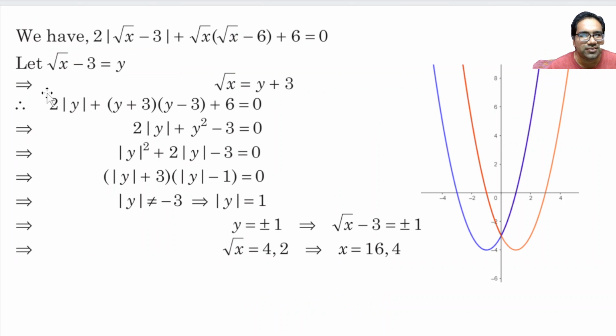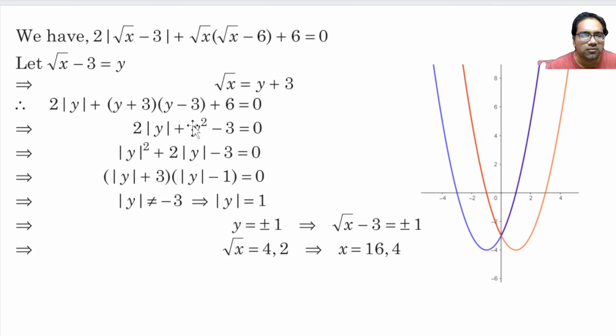Okay, let us just assume root x minus 3 is y. Then what will this equation become? 2 mod y plus (y plus 3) into (y minus 3) plus 6. If you simplify this, 2 mod y plus y square minus 3 square, that is y square minus 9 plus 6, which is y square minus 3 equals 0. So 2 mod y plus y square minus 3 equals 0.